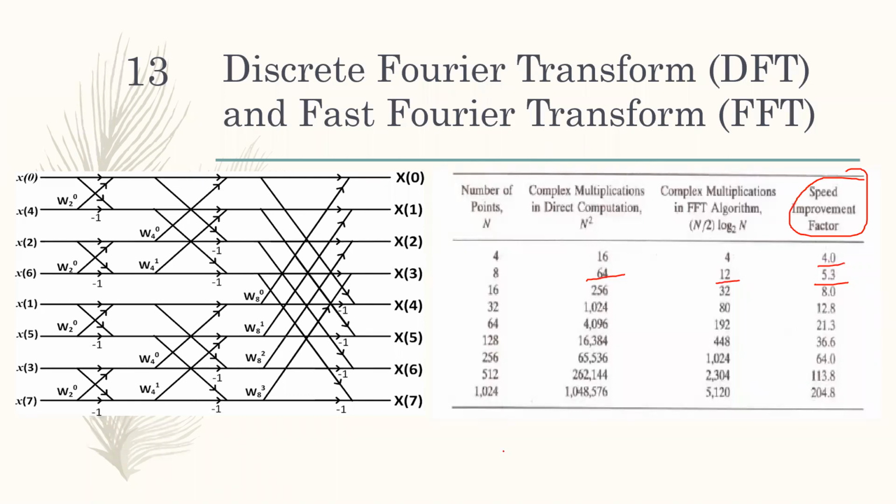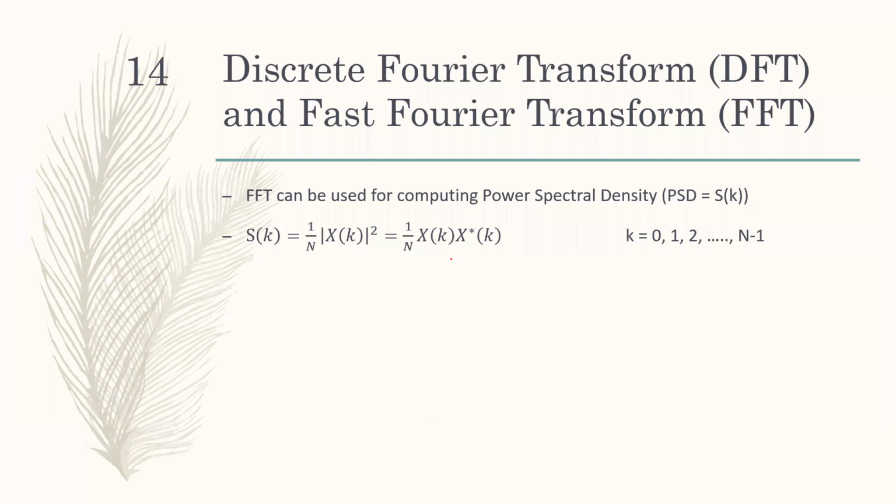Now if you just go further, if N is equal to 1024, see here how many complex calculations there are. It is in 10 lakhs. Whereas here, if you just see, it is just 5,000. So the factor has improved by 204. So this is the advantage of FFT. This is the advantage of FFT. Okay, I'll be winding up at this stage.